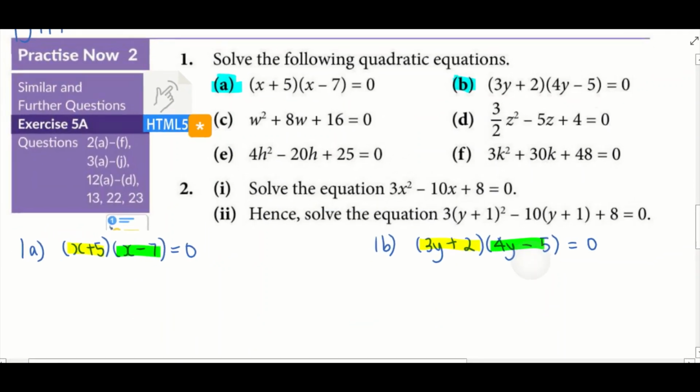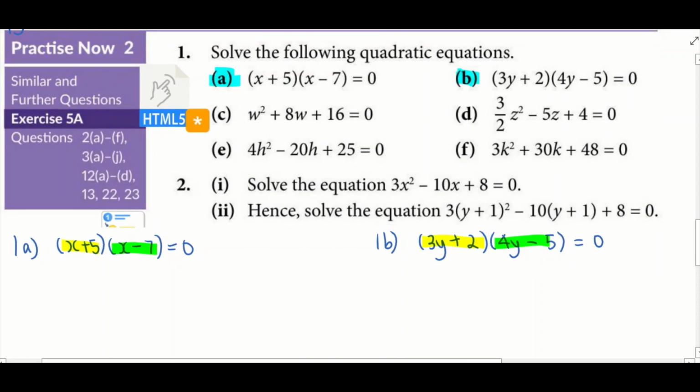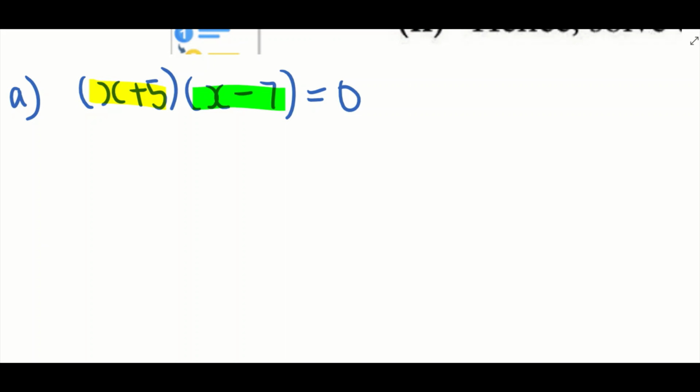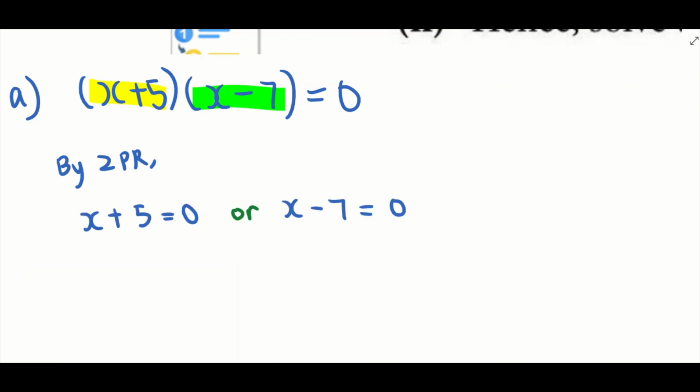Okay, now let's look at this question. Same thing. A and B, you should be able to do by zero product rule. (x plus 5) times (x minus 7) equals to 0. By the zero product rule, what can you tell me? Yes, x plus 5 equals to 0 or x minus 7 equals to 0. Someone asked me whether I can use comma. No, you can't. Use or. Now I can find my values of x. Negative 5 or 7.